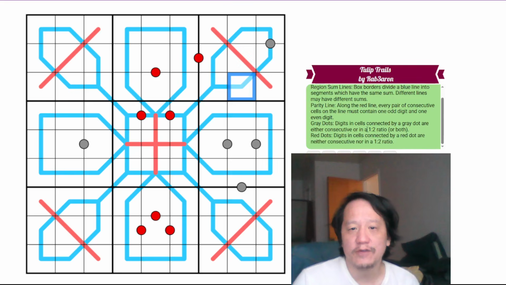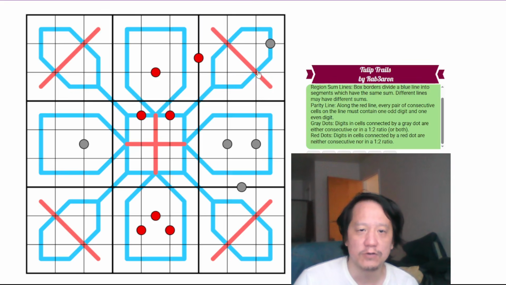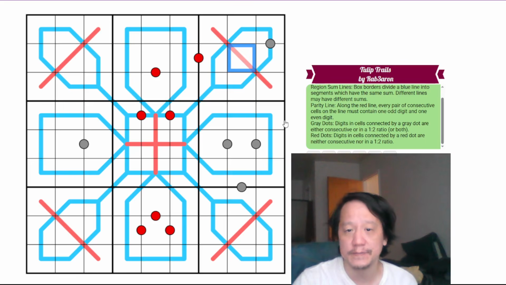We also have a parity line, where along the red line, every pair of consecutive digits must contain one odd and one even digit. So this could be odd and even here, or odd and even here, or odd and even there, as an example. But on a parity line, you'll swap parities on that line.